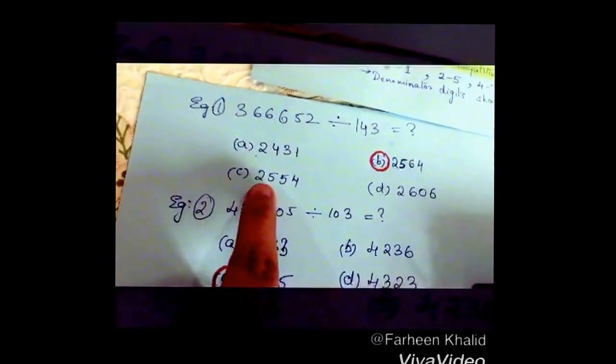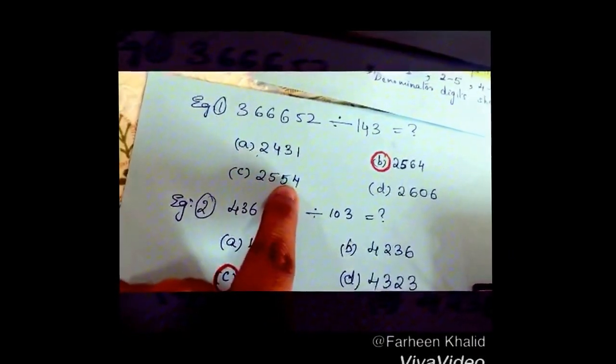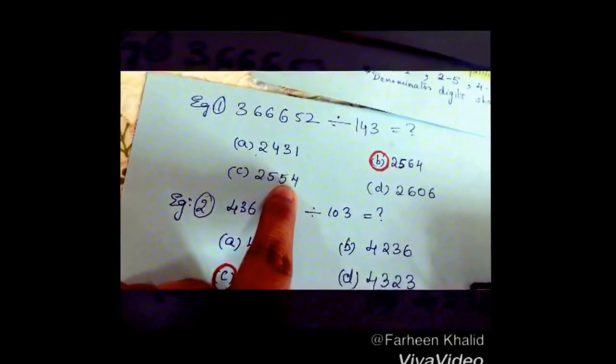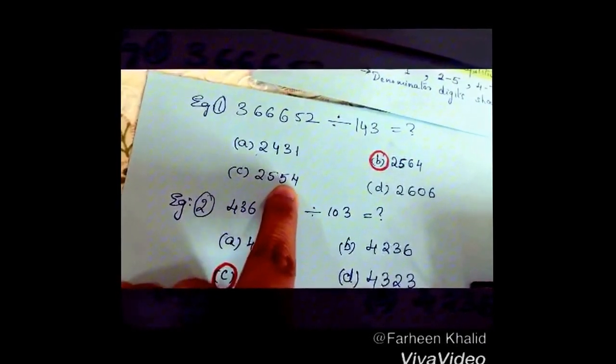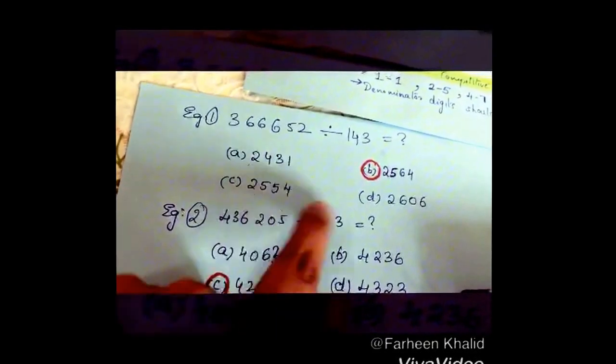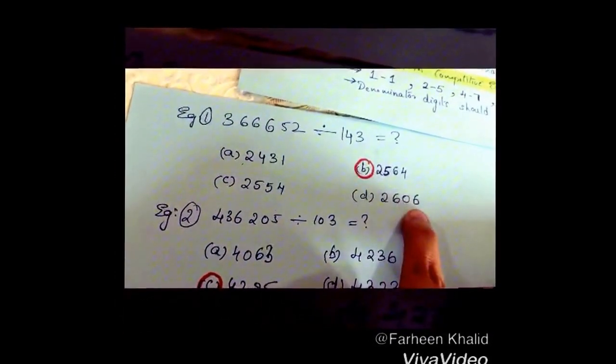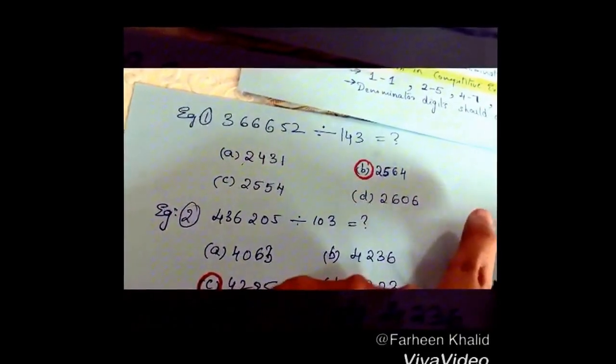And let's see if the others are also 8. So 5 plus 2 is 7, 7 plus 5 is 12, and 12 plus 4 is 16, and 6 plus 1 is 7. So this is not our answer. Then you have 6 plus 2 is 8, 8 plus 6 is 14, so it's 4 plus 1 is 5, and the sum is 6.